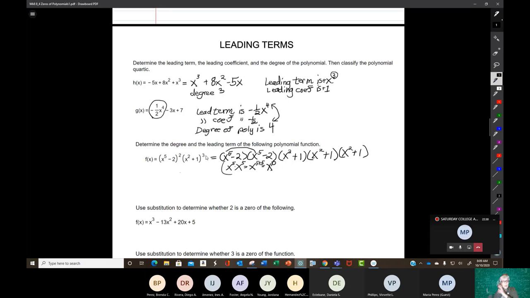Then I would go on and multiply and multiply. I would multiply these two terms together first, probably. My first step would be to multiply x squared times x squared, which is x to the 2 plus 2, which is x to the 4th. Then I would do all of my multiplying. We're just talking about, what is the first term? What is the leading term?